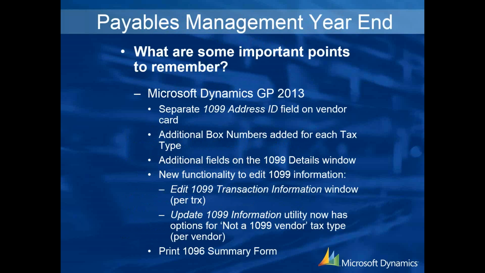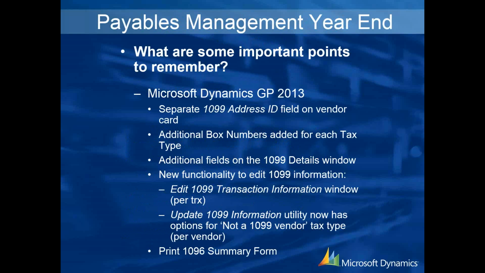So some additional important points to remember. For Microsoft Dynamics GP 2013, there is, and these are new features, a separate 1099 address ID field on the vendor card, additional box numbers added for each tax type, and then additional fields on the 1099 details window. So if you're on GP 2013, go take a look at some of this functionality.